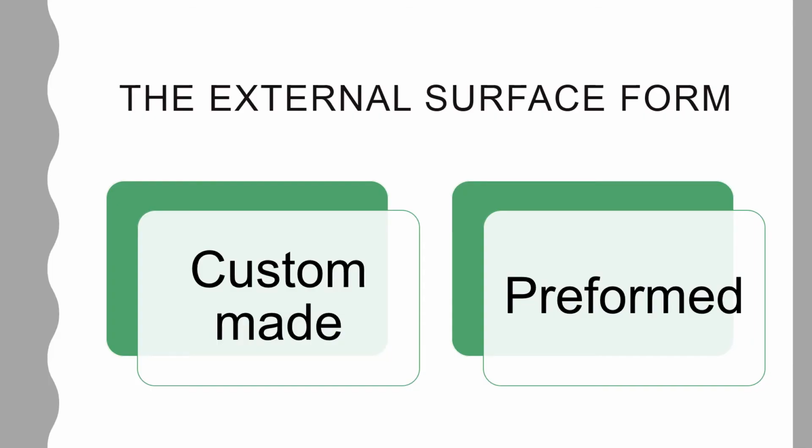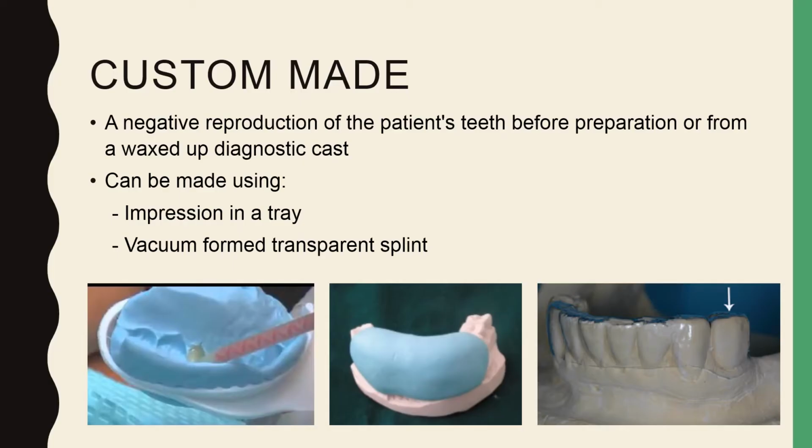The external surface form could be obtained by having it custom-made or preformed. The custom-made external surface form is a negative reproduction of the patient's teeth before preparation or from a waxed-up diagnostic cast. It can be made using impression, such as alginate or silicone in a tray, or vacuum-formed transparent splint made from the cast.